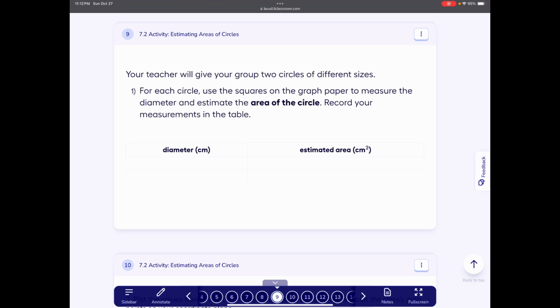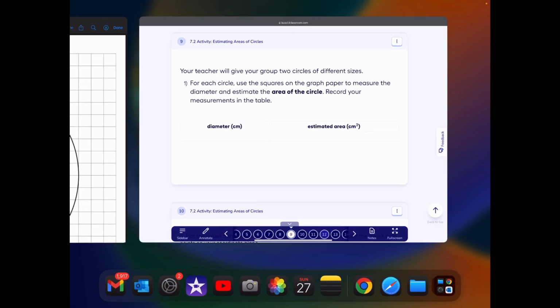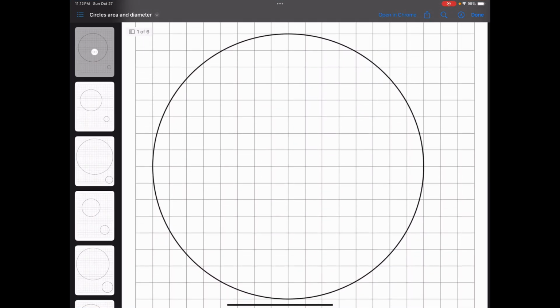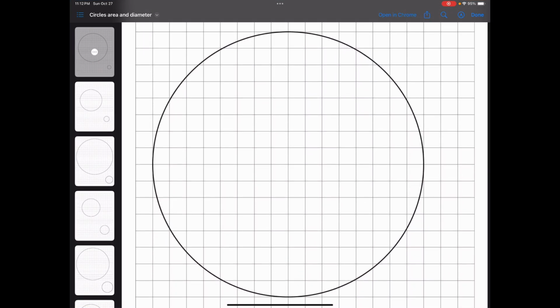I'm going to show you how to do that. But first, cut out your circles. You'll need to find the estimated area and diameter of two different circles in order to get a line on your graph. So cut out your circles and measure the estimated area and diameter. And I'm going to show you how to do the estimated area. So let's say this is your circle. Okay, so we have a circle here. And diameter, you measure across the circle.